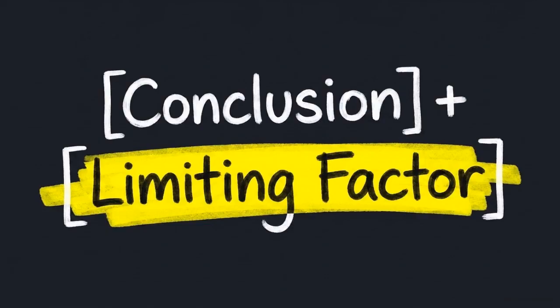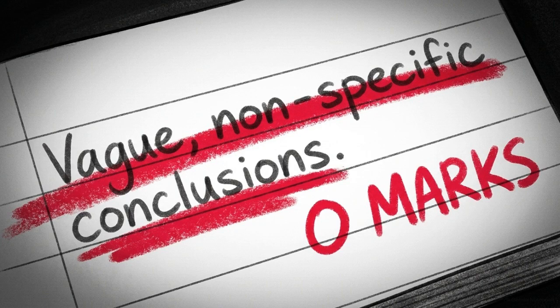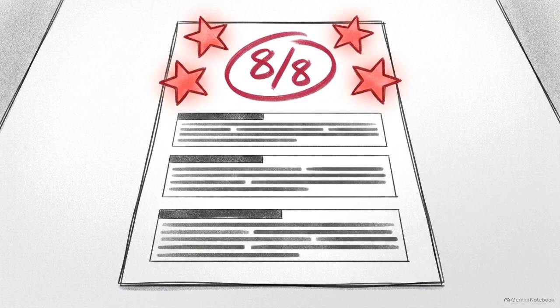Use this exact phrasing for your conclusion. Therefore, X will usually happen, but the extent depends on. Then insert your specific qualifying factor. Never write, it depends on many factors. Generic phrases show a lack of critical judgment and result in 0 evaluation marks. Naming a precise limiting condition proves you understand the boundaries of economic theory, securing the final 2 marks for a perfect score.